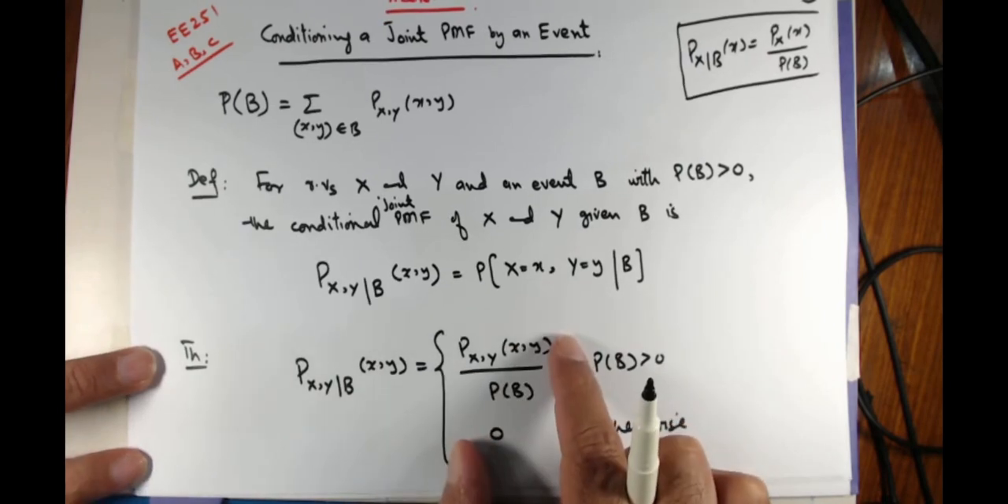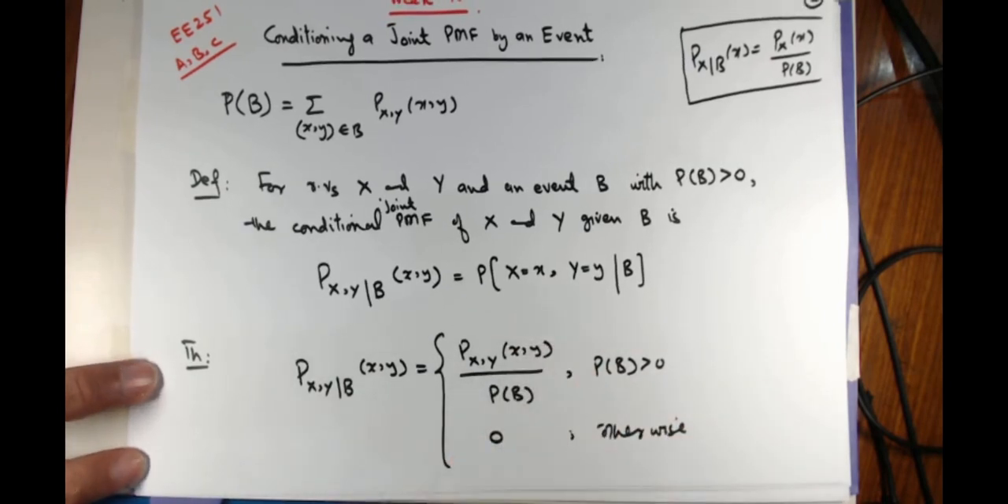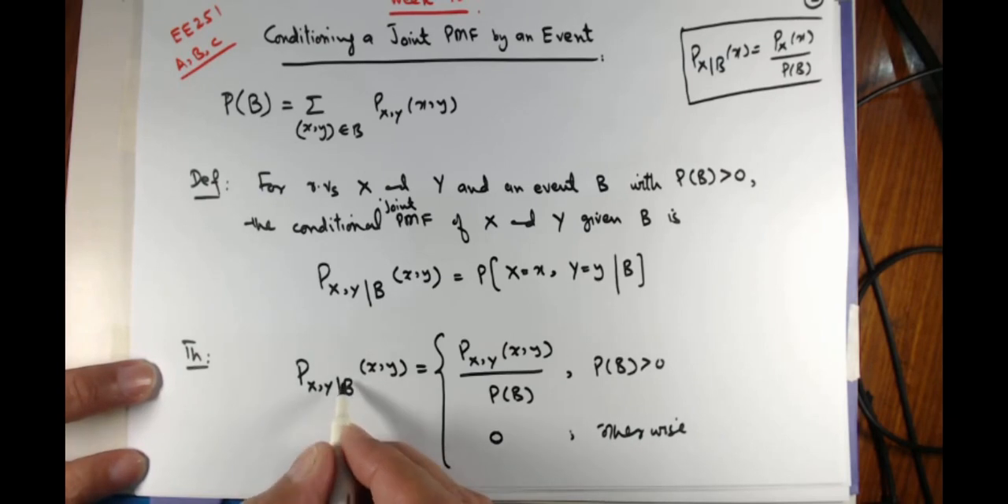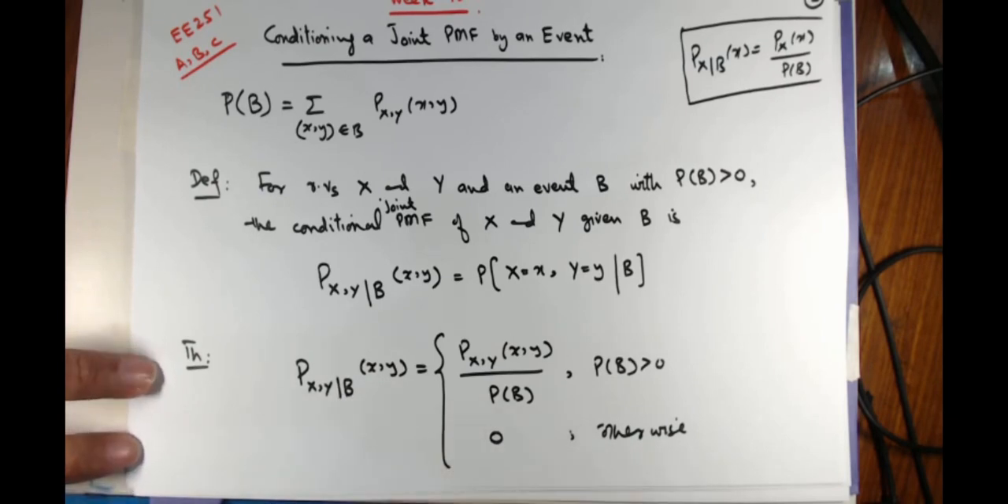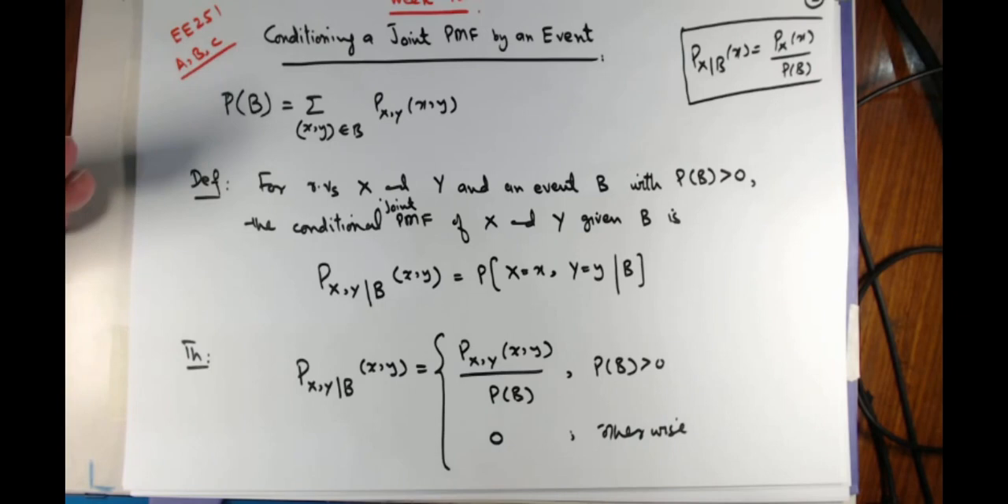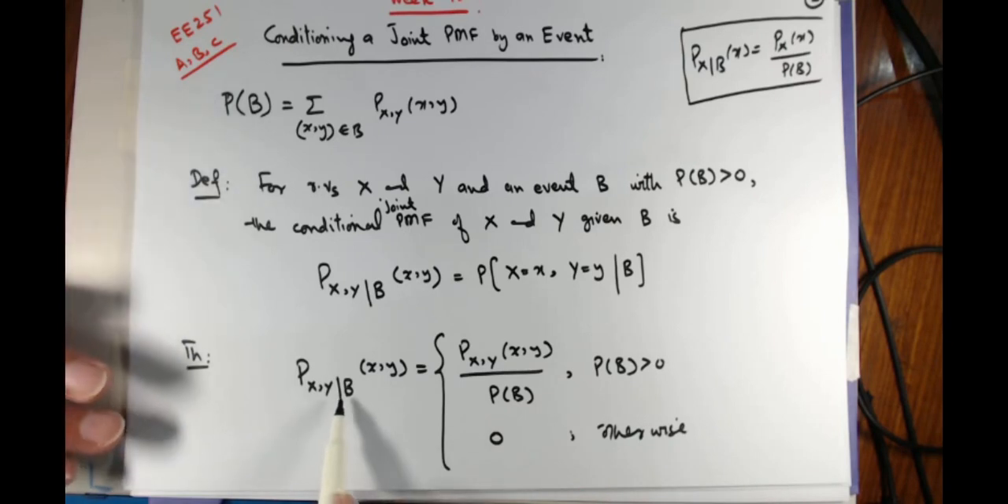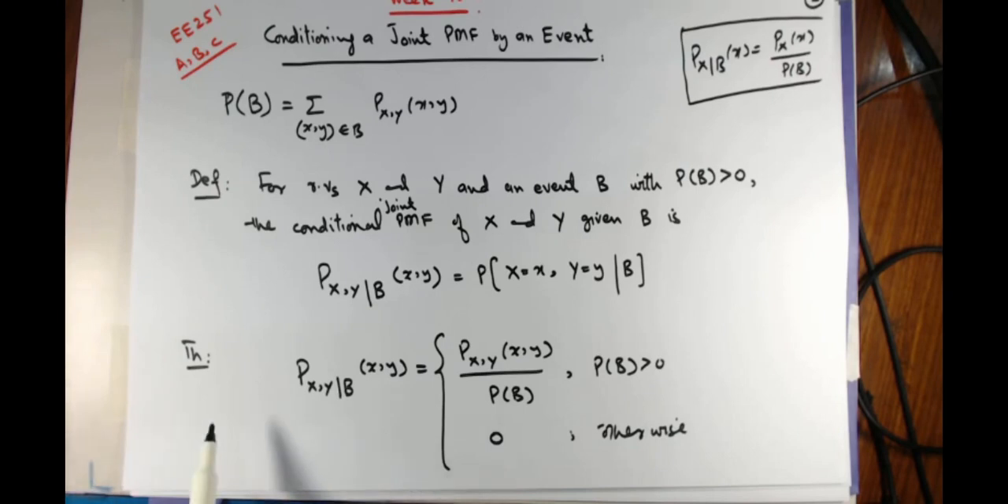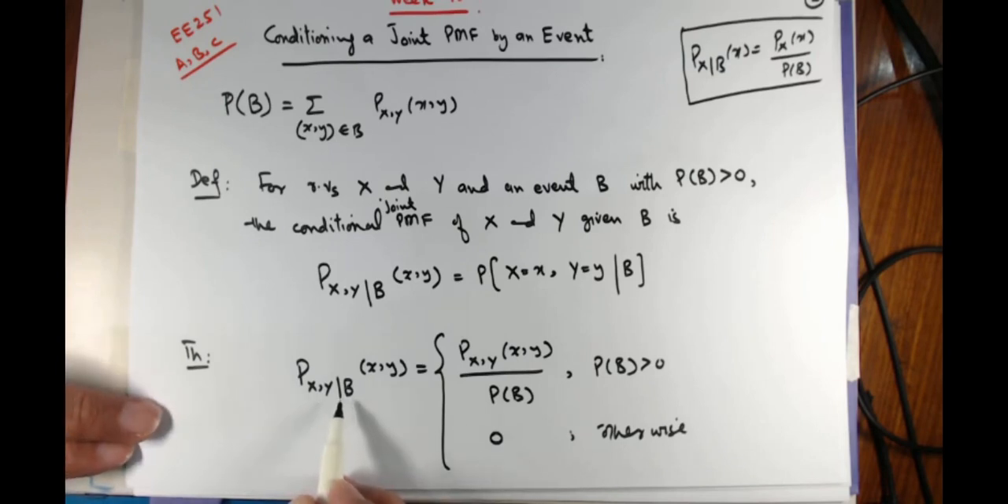The concept is the same. Now the conditioning event B has reduced the sample space, or the joint distribution of x and y, to only B. It has shrunk the joint distribution to only B. So the meaningful region where you can calculate the conditional distribution now is all B.